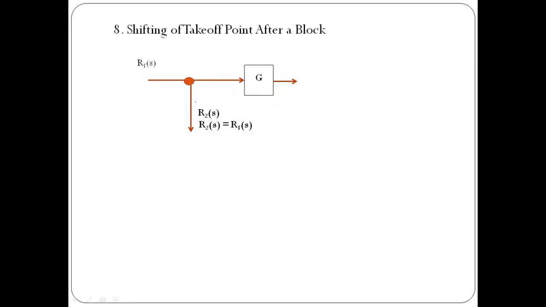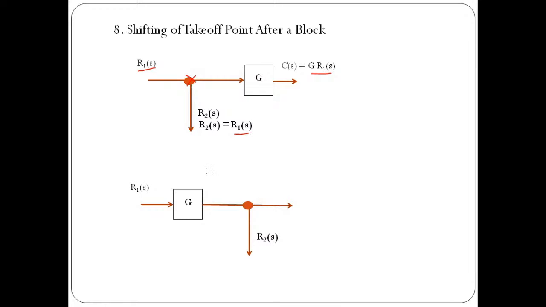So here the value of feedback signal is R1 of S, because we have taken the feedback signal by tapping through this particular path, and the value of signal available on this path is R1 of S. That's why the value of feedback signal is R1 of S. And the output of the system or of the block is C of S, which is going to be G times R1 of S. So this will be the output for the system, and this will be the value of feedback signal.